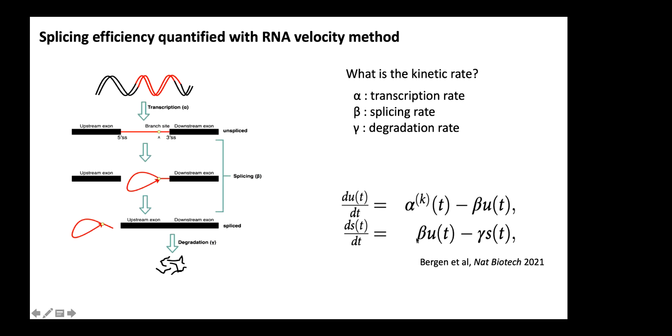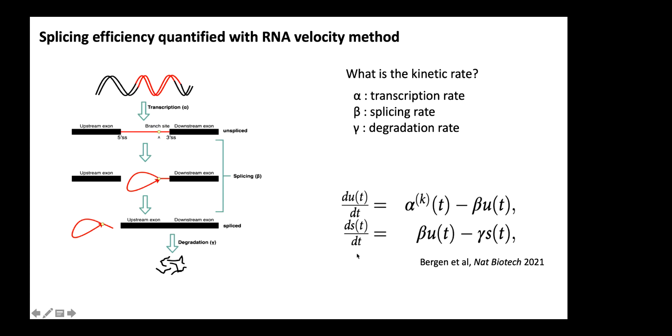These two equations can describe this process. The unspliced RNA can be produced at a given transcription rate, and it will be spliced at a given splicing rate. The spliced RNA can be produced by the unspliced RNA at a given splicing rate, and it will be degraded at a given degradation rate.